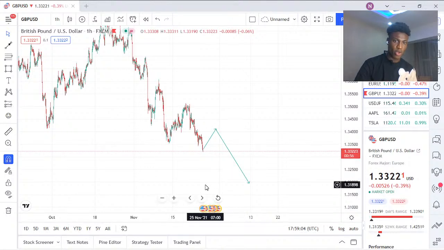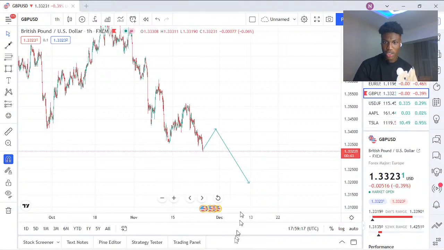Buy limit you place below, expecting the market to activate below and start pushing up. Sell limit you place above, expecting the market to go up, activate and start dropping.